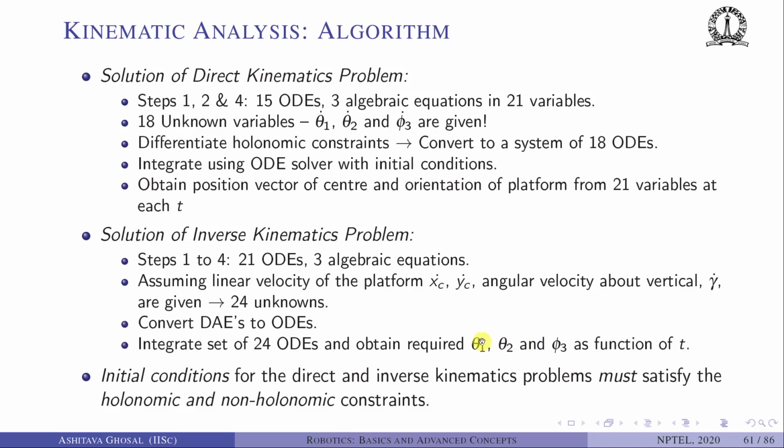Okay, so we solve these 24 ODEs and obtain theta 1, theta 2, and phi 3 as a function of time. In the direct kinematics, we had 18 ODEs. In the inverse kinematics, we have 24 ODEs. Why? Because there is a differential equation for the 6 degrees of freedom of the top platform, which is appearing. Again, the initial conditions for the direct and inverse kinematics problem must satisfy the holonomic and non-holonomic constraints. Okay, we cannot arbitrarily choose all these generalized coordinates, initial conditions. They must satisfy all the constraints.